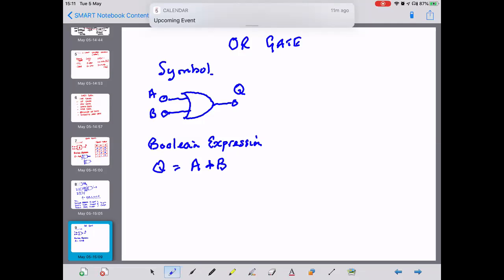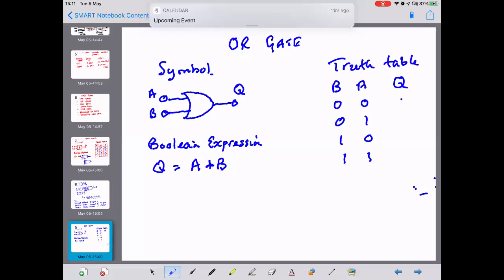And then the truth table. B, I, Q: 0, 0, 0, 1, 1, 0, 1, 1. We get Q high if one or the other or both are on. So the output line for an OR gate is 0, 1, 1, 1. Any one in gives a 1 out.